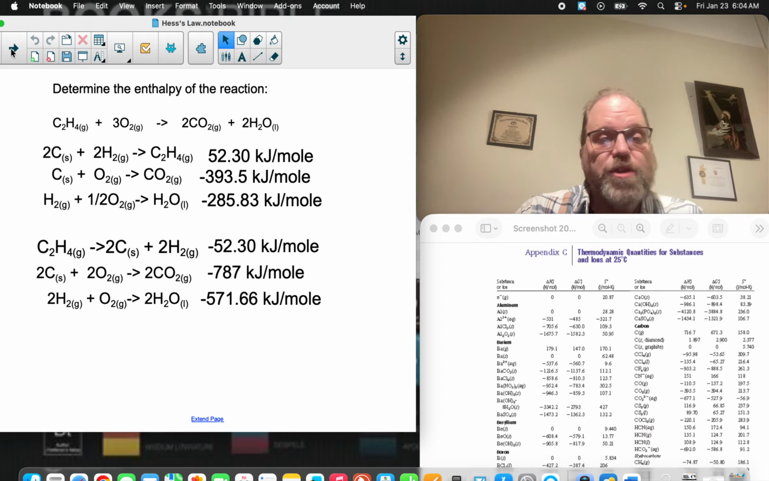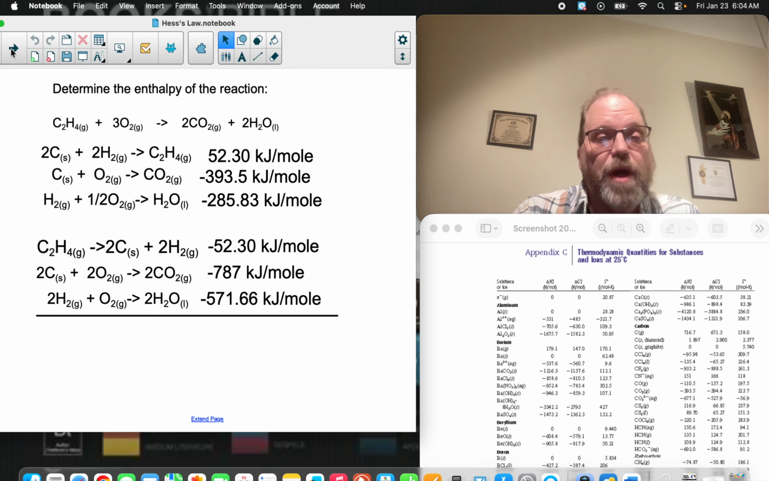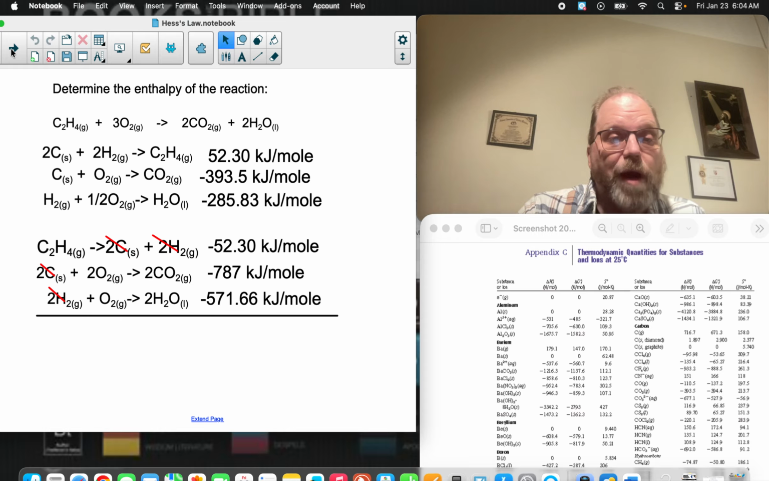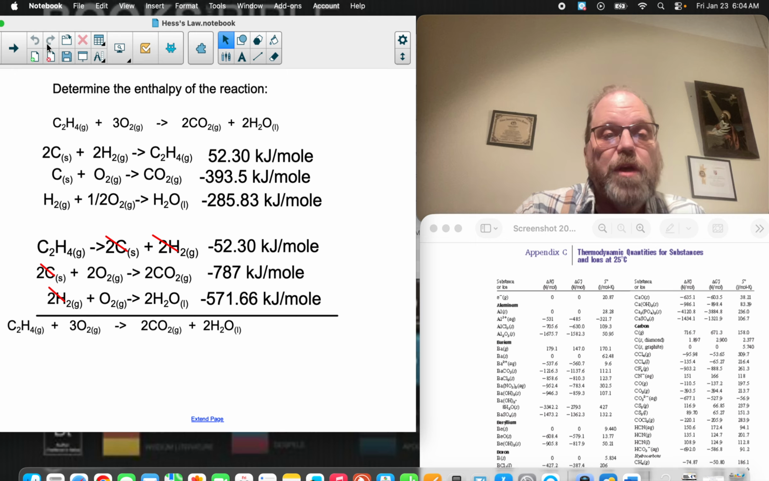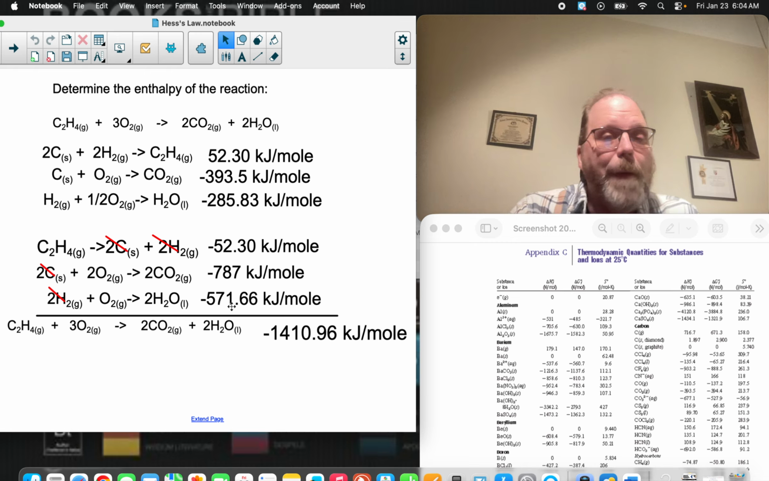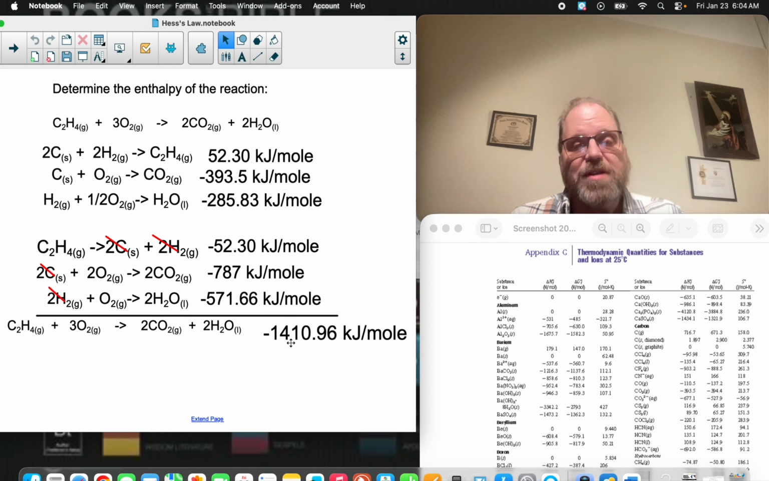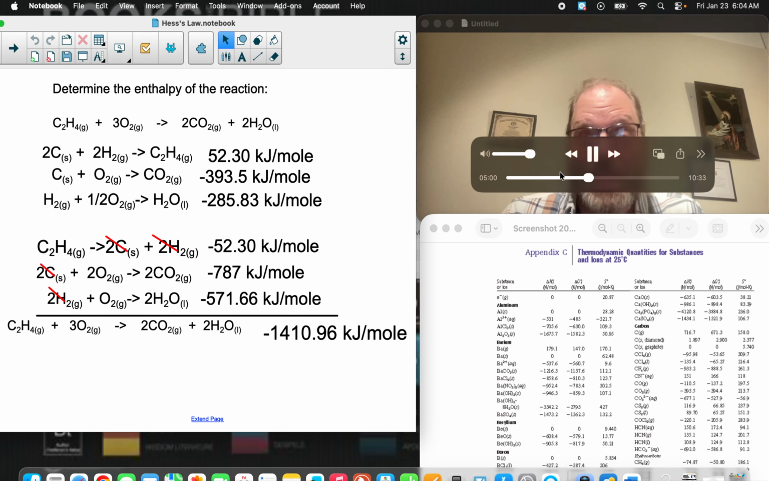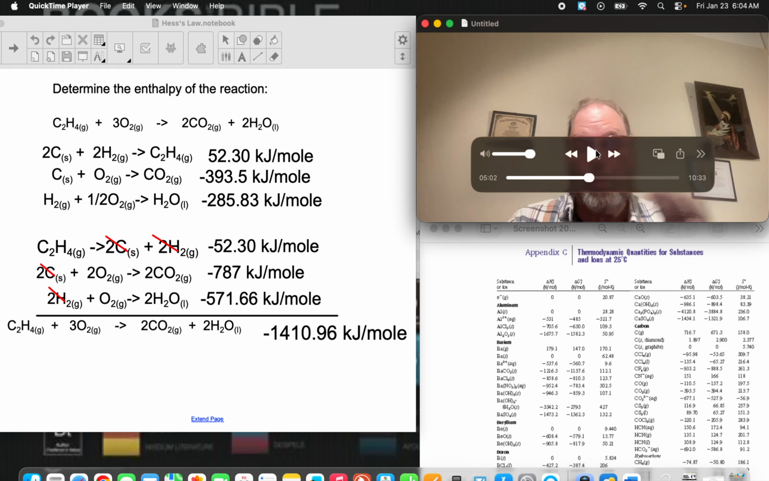Now, what we're going to do is check this all out. Anything should cross out. So my hydrogens cross out. They're on both sides of the reaction. My carbons cross out. We end up with oxygens remaining, but 2 plus 1 is 3. So we bring everything down. The reaction is the same as it is up there. So we're going to add these values up. Negative 52.30 kilojoules per mole, minus 787 kilojoules per mole, minus 571.66 kilojoules per mole, is negative 1,410.96 kilojoules. We're not going to worry about it.